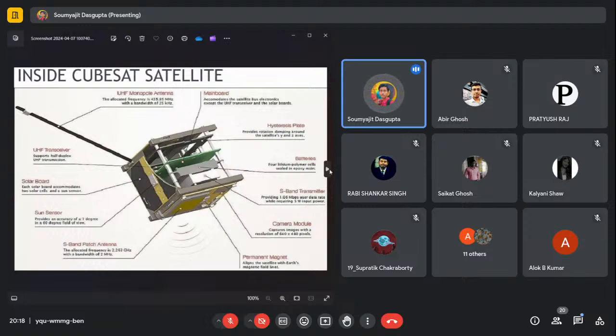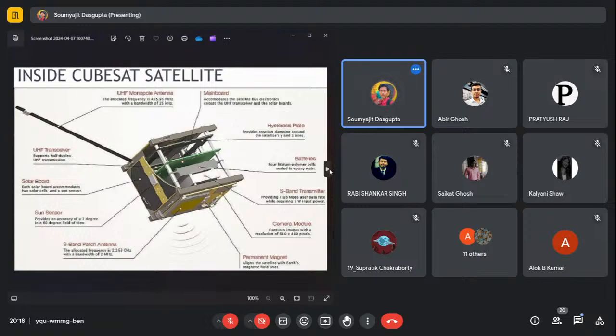So this S-band transmitter provides a 1.06 Mbps user data rate and 5 watt input power. Okay, so the data rate is about 1 megabyte per second, right? So easily you can send a small amount of data to the Earth. Okay, then comes the camera module.